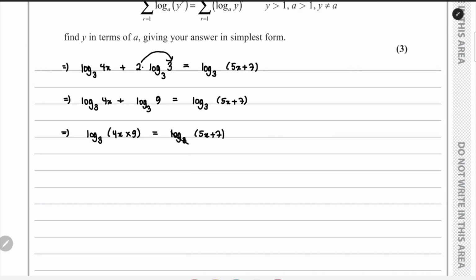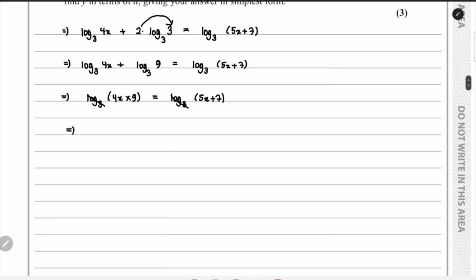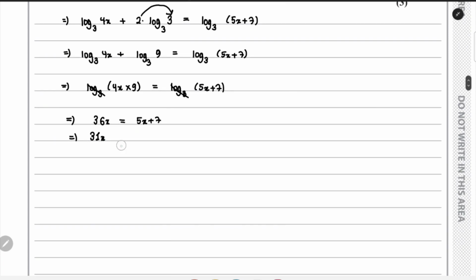From here we can cancel the log base 3 out. We'll get 4x times 9, which is 36x. This will be equal to 5x plus 7. So 36 minus 5, 31x will be equal to 7. X will be equal to 7 by 31.